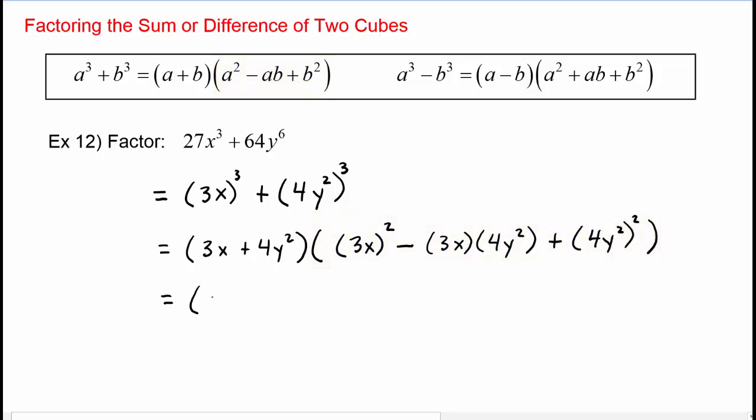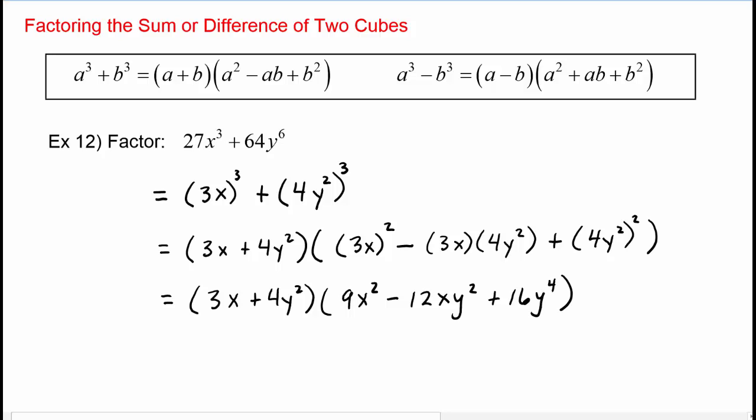Simplifying, we get quantity 3x plus 4y squared times the quantity 9x squared minus 12xy squared plus 16y to the fourth. And that's our factorization.